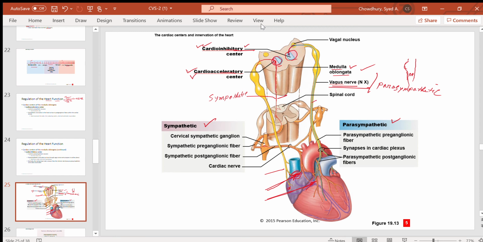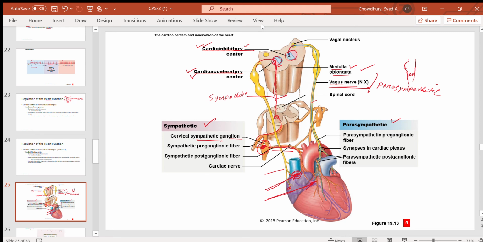And sympathetic, you see, from the acceleratory center will go down to the spinal cord and will be relayed here, and from the spinal cord will go to the ganglion called sympathetic ganglion, this one, round structure, and from there will go to the heart. So that's why you see the ganglion, and before the ganglion, these fibers are called preganglionic, and this is post, after the ganglion.